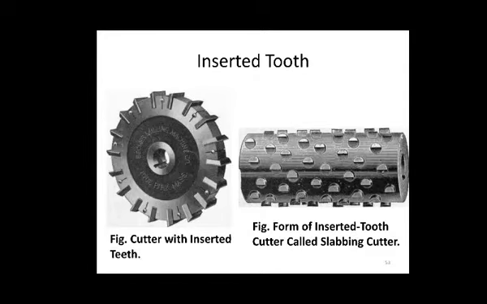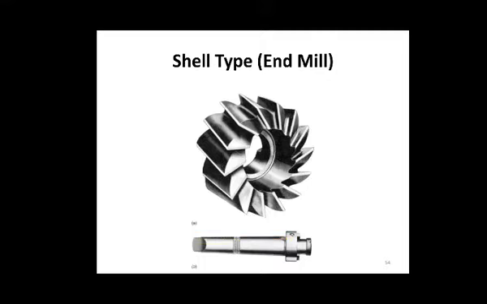So next, that is the shell type end mill. Used for milling cutters under 6 inch, it has solid multiple tooth cutters with teeth on face and periphery. It is held on a stub arbor. It may be threaded or use a key in the shank to drive the cutter.